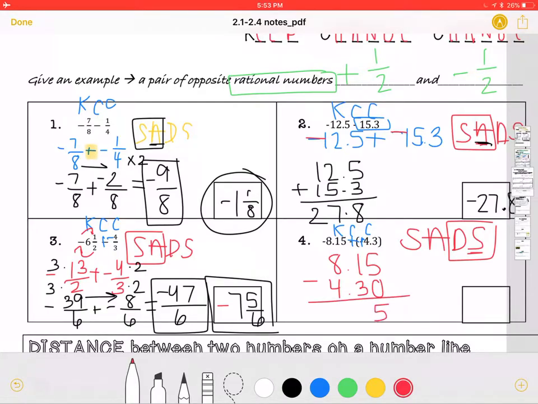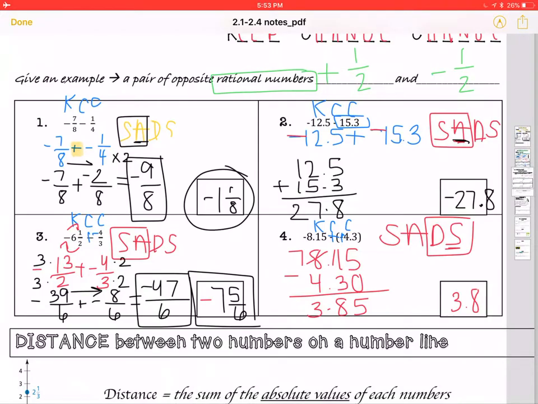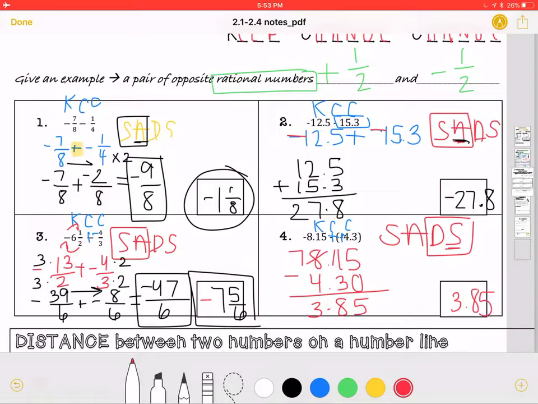I don't have a placeholder there, so I'm going to put a 0. And now we just subtract like we normally would. 11 minus 3 gives me 8. Bring down your decimal point. 7 minus 4 gives me 3. And now just check yourself. Should my answer be positive? Or should it be negative? Take a look. When we're deciding that, you take the sign of the larger number. So 8.15 is larger and it's negative, so that means my answer is going to be negative.